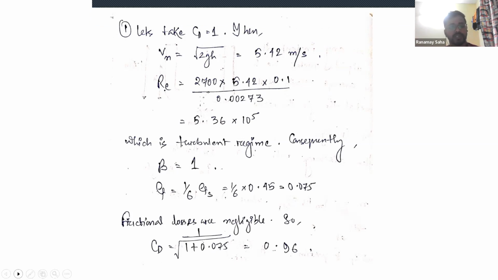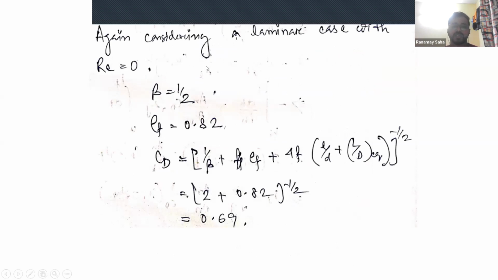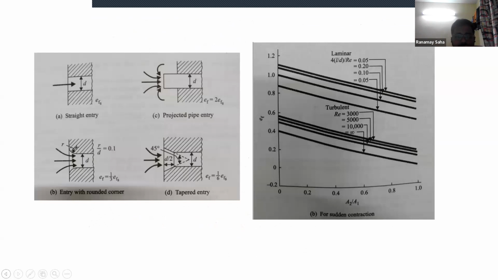So to verify that, we have taken a laminar case. In a laminar case, we take RE as almost 0. Anything with a low Reynolds number is always laminar flow. In case of laminar, beta happens to be 1/2, and EF we have again found out from, I'll show you.